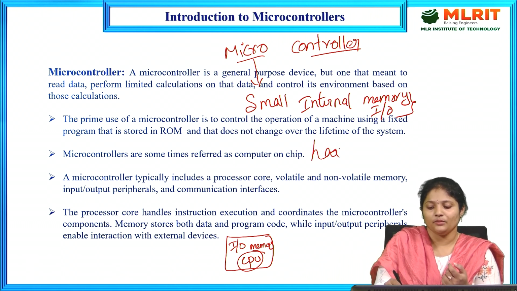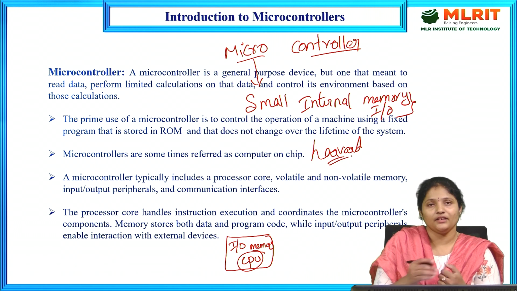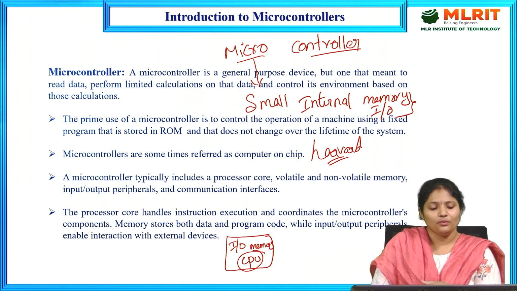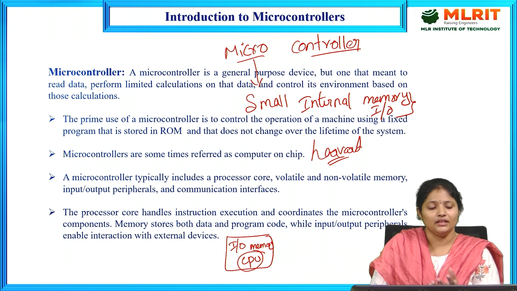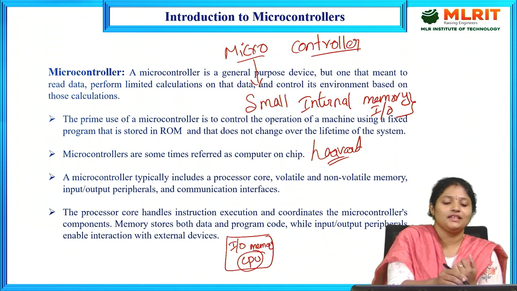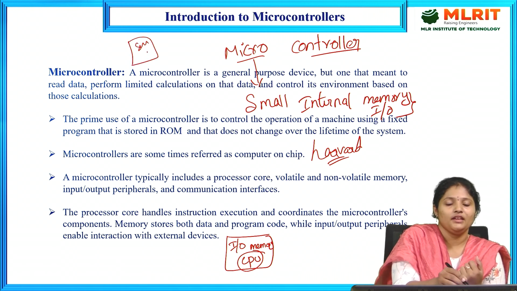So what is Harvard architecture? Harvard architecture is the architecture that supports different memories for data and program. Initially, the microprocessor which we have learned is the 8086. That particular microprocessor supports the von Neumann architecture. What does von Neumann architecture mean? The memory which we use to store the data and the memory to store the program is the same memory. So the same memory is used to store the data as well as the program.